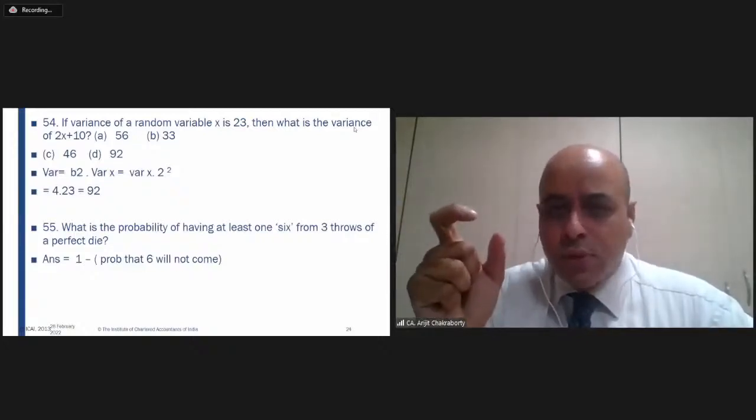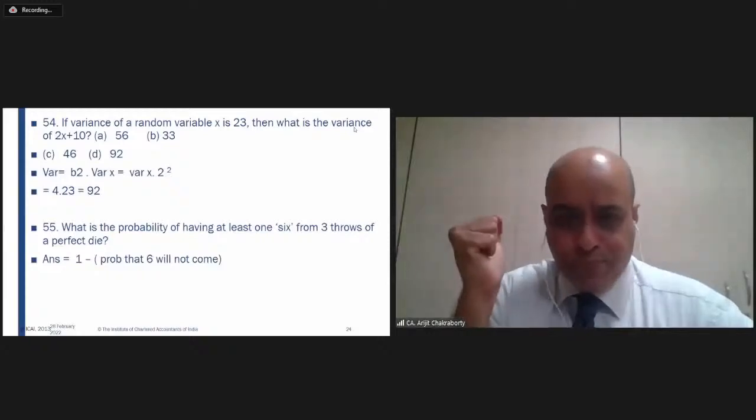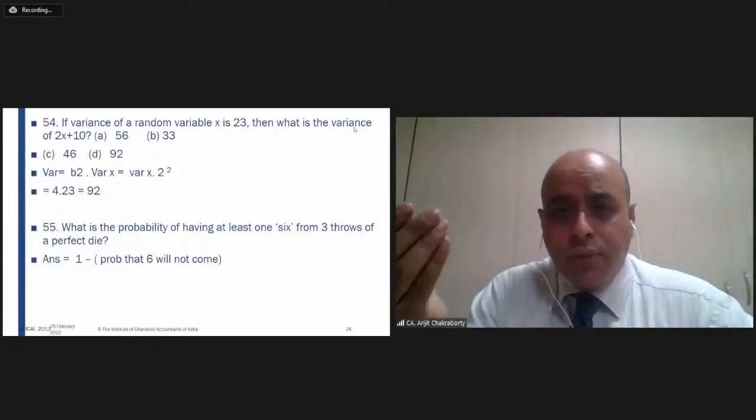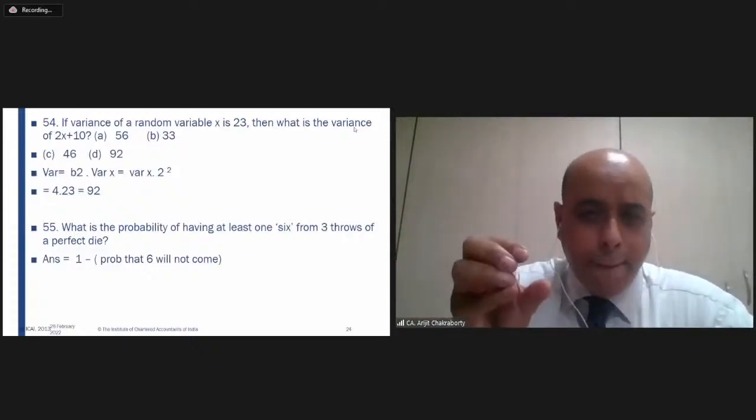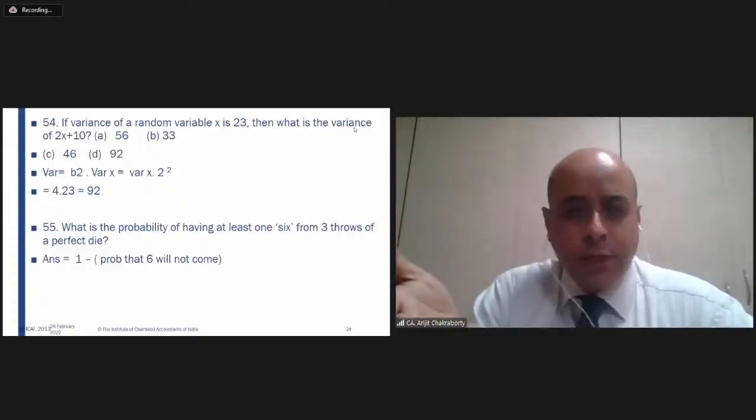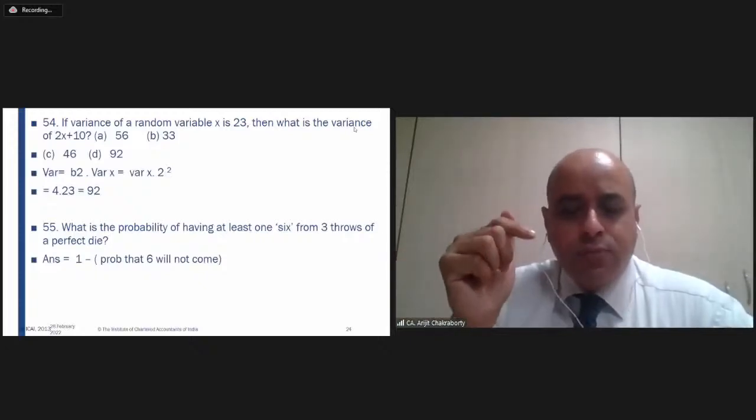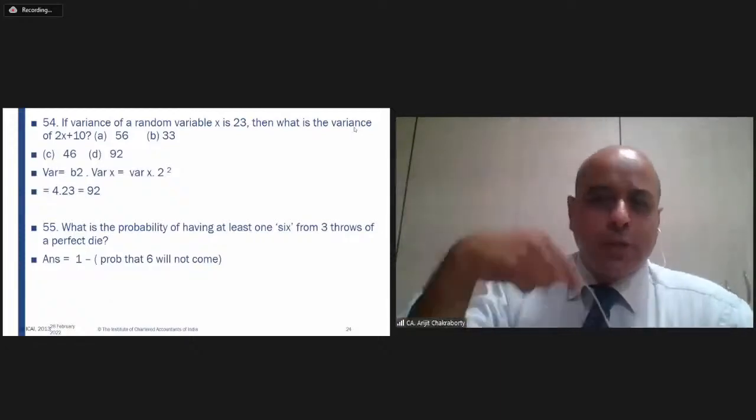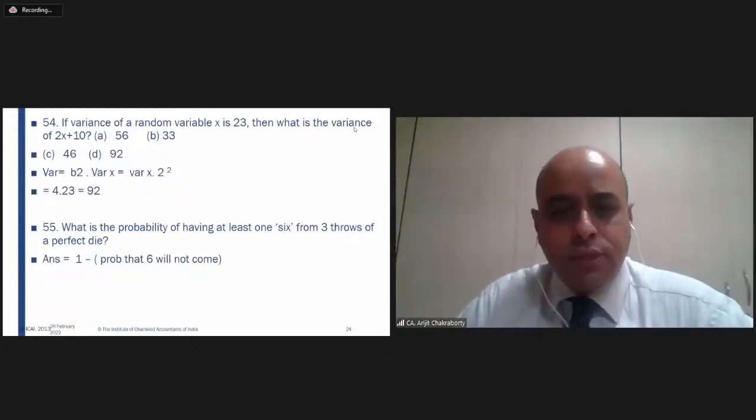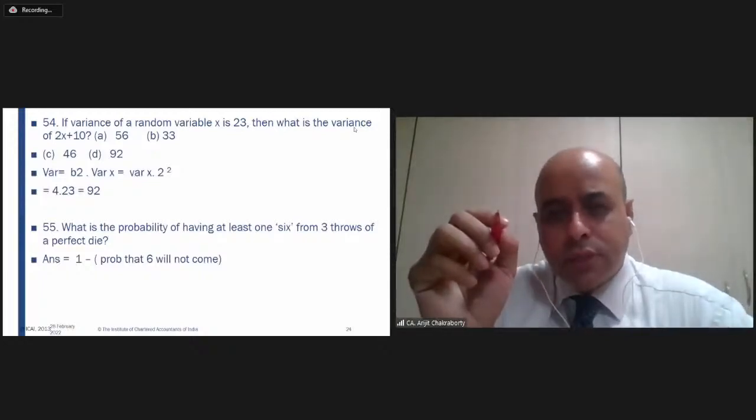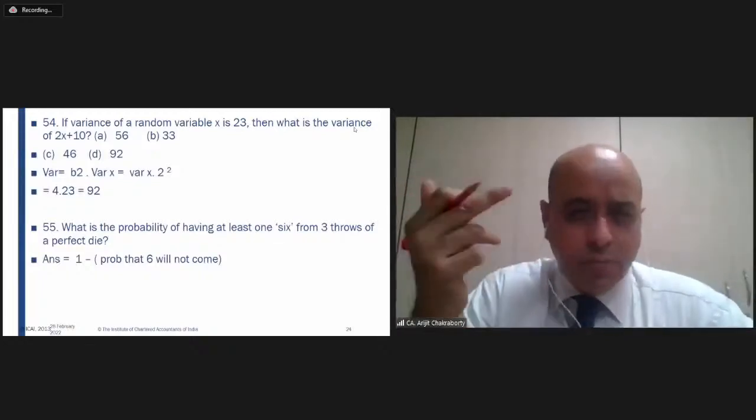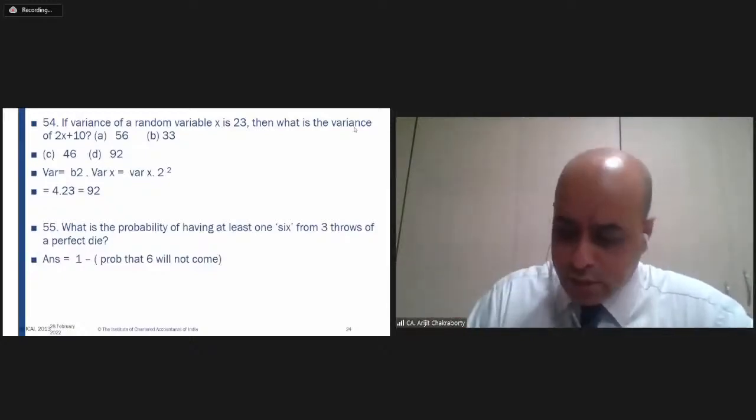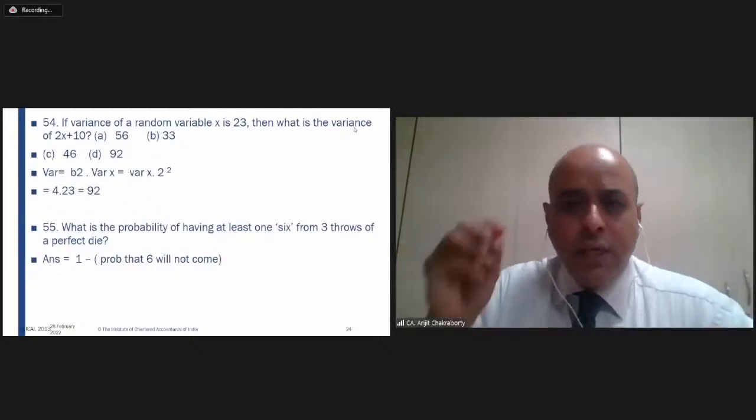We will first find the probability that 6 will not come when throwing the die 3 times. Once you find that probability and subtract it from 1, you will easily get the answer. So what is the probability that 6 will not come? You are throwing the die once, the first time. Which numbers can come? 1, 2, 3, 4 and 5. So you have 5 favorable cases, and the probability of not getting a 6 is 5/6.